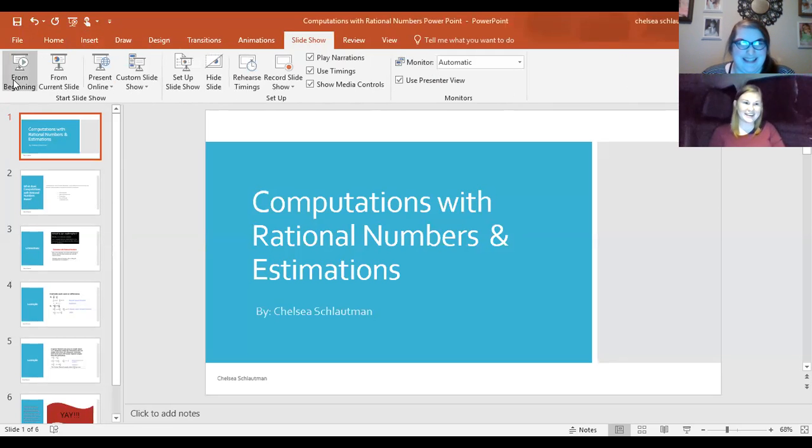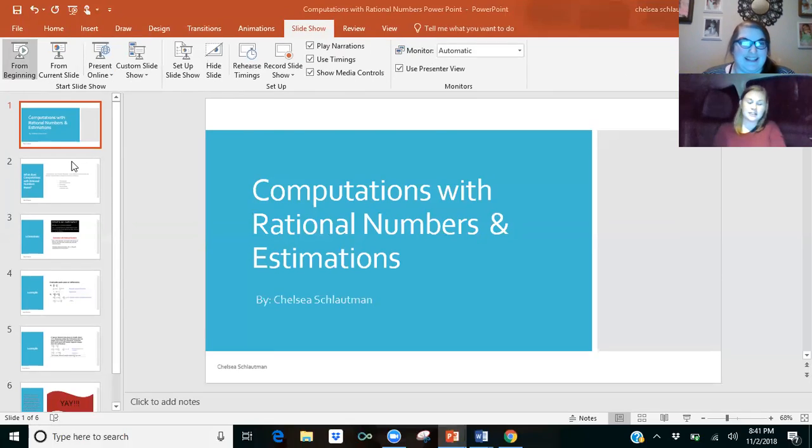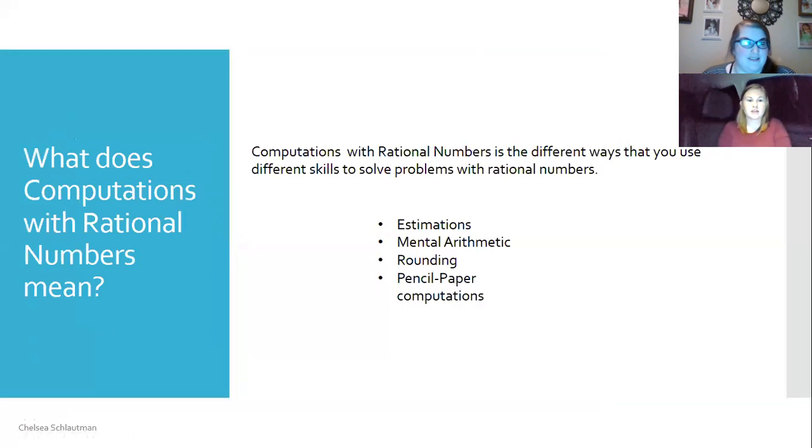Sorry, guys. Alrighty, so what we're going to look at first is what does computations with rational numbers really mean? So computations with rational numbers is just different ways that you can use different skills to solve problems using rational numbers. And here I've listed a few of those different skills that you can use. Examples with estimations, mental arithmetic, rounding, and pencil paper computation.